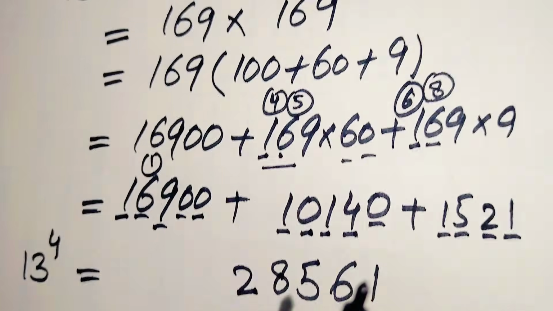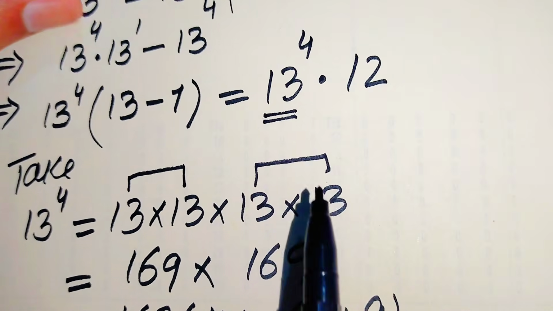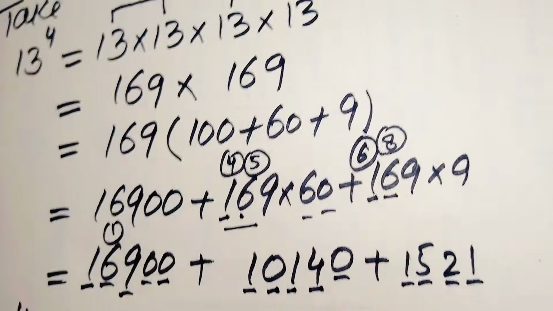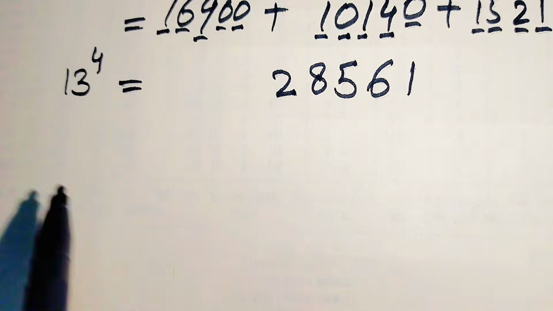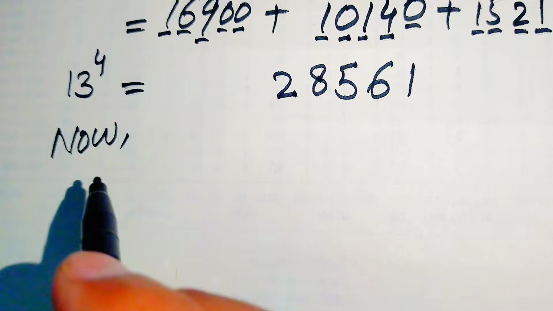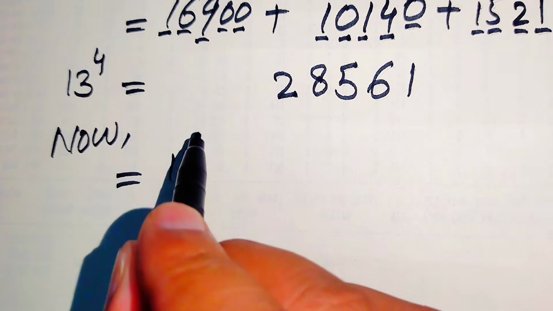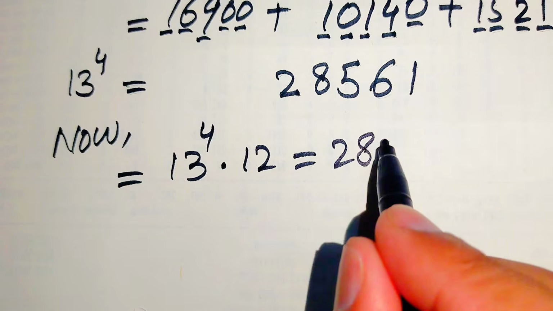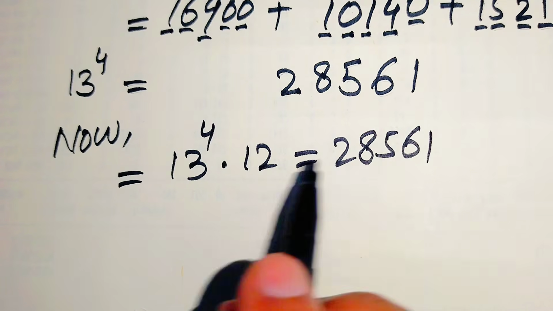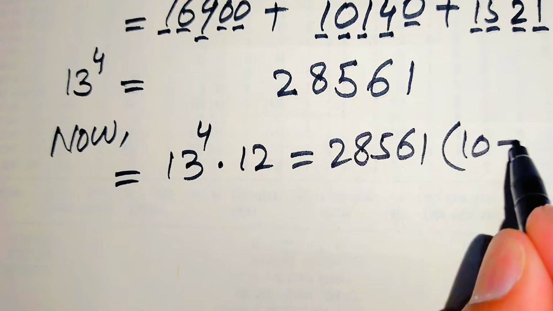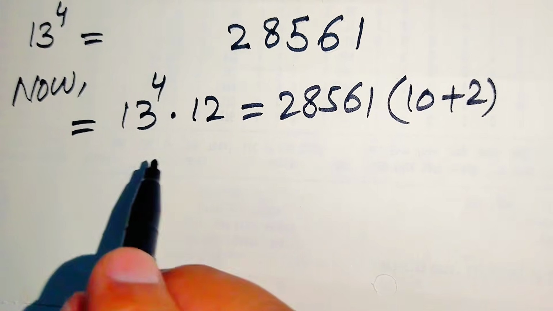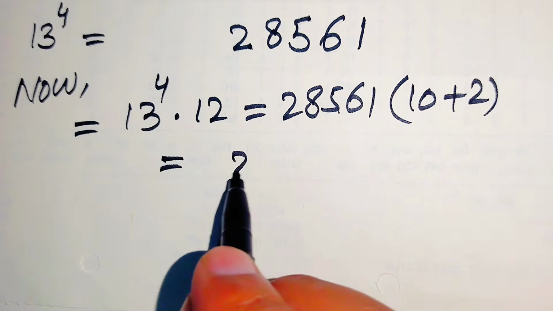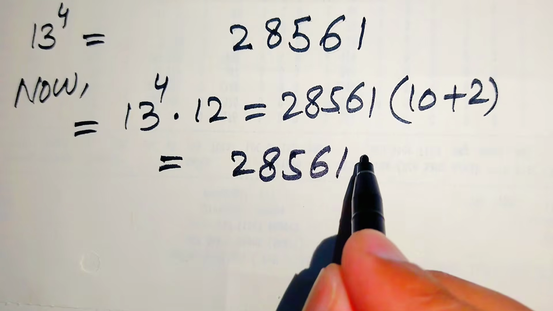28,561. And now we move backward and substitute the value of 13 to the power of 4 here, and we multiply the resulting answer with 12. So we just copy down the above expression here: 13 to the power of 4 multiplied by 12. The value of 13 to the power of 4 is 28561, and we multiply it with 12, and we write this 12 as 10 plus 2. So we multiply this term separately on both of these two values. When we multiply this term with 10, we get 2, 8, 5, 6, 1 and 0.